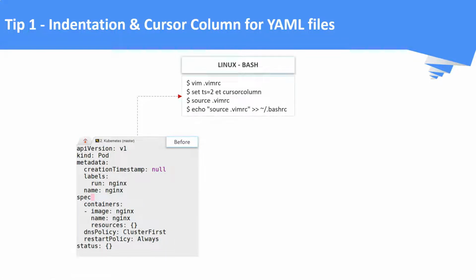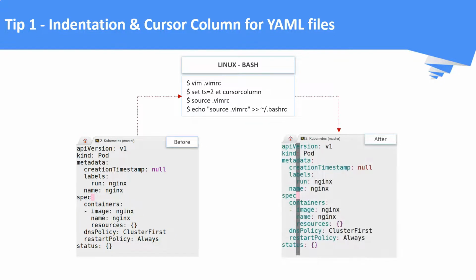To make us comfortable with the spacing and to highlight the columns, we have to set the tab stop and cursor column highlights in the Vim editor. Vim is one of the most popular Linux text editors. Once we set up these things in our CLI environment, the same pod definition file will look like this. Here we can see the cursor columns are highlighted in order to make us comfortable with the indentations.